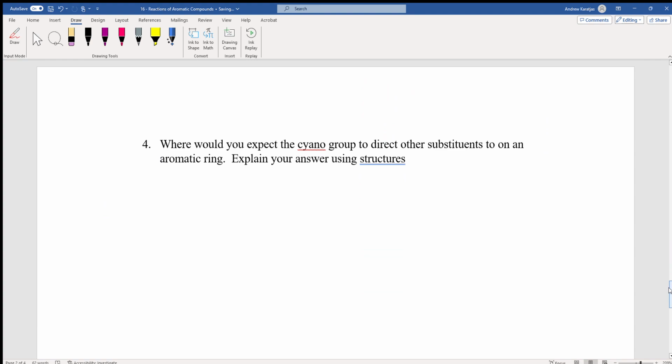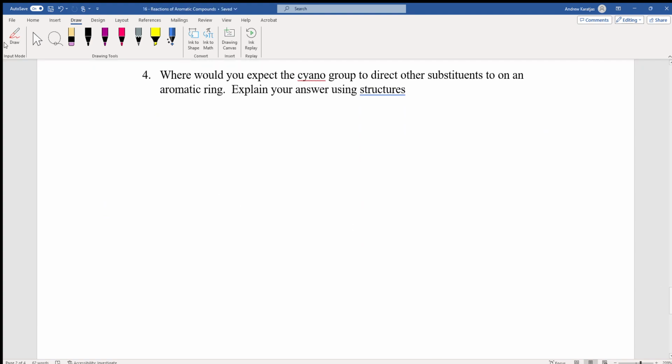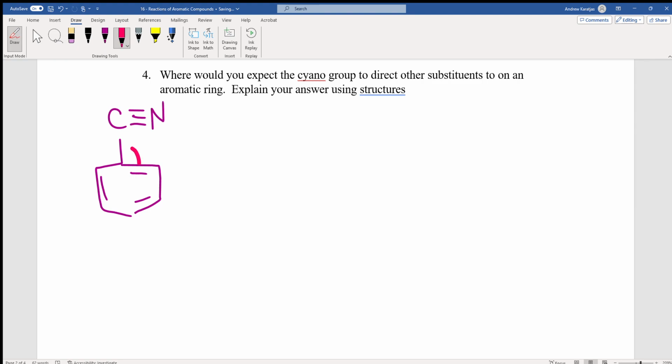Our final question looks at the cyano group, and we're asking if we had a cyano group already on our aromatic ring, where would we expect that to direct new substituents? And this is something that we can always look at through resonance. So if we look at our starting material, what kind of resonance structures can we draw? So we can shift these pi electrons up into the nitrile.